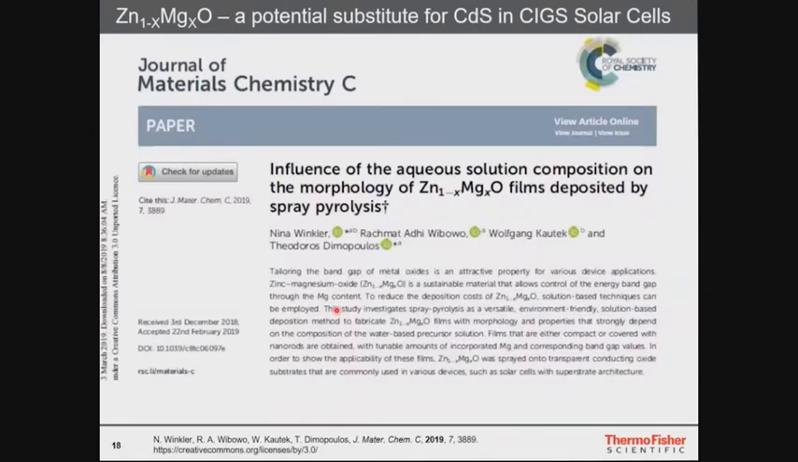A more advanced application in this field was done by one of our customers from the Austrian Institute of Technology in Vienna. They are doing research on solar cells. And in this example, they were doing substitution in zinc oxide with magnesium, deposited by spray pyrolysis. So this material is a potential substitute for cadmium selenide in CIGS solar cells, because cadmium selenide is quite toxic, so it's nice to have something which is less toxic and even less costly.